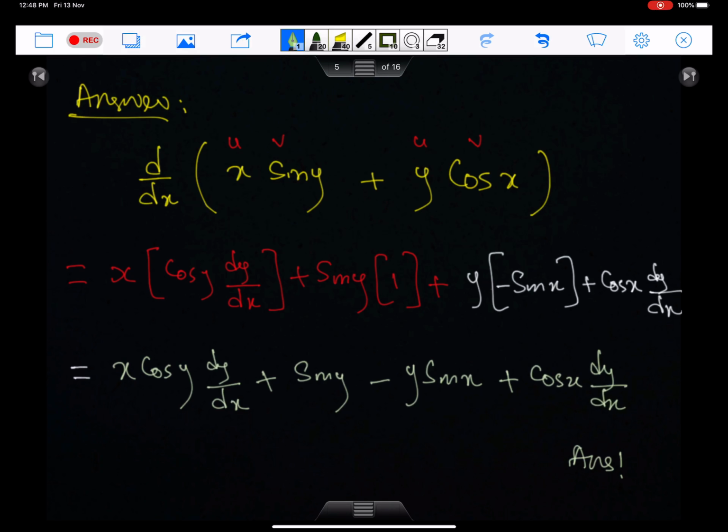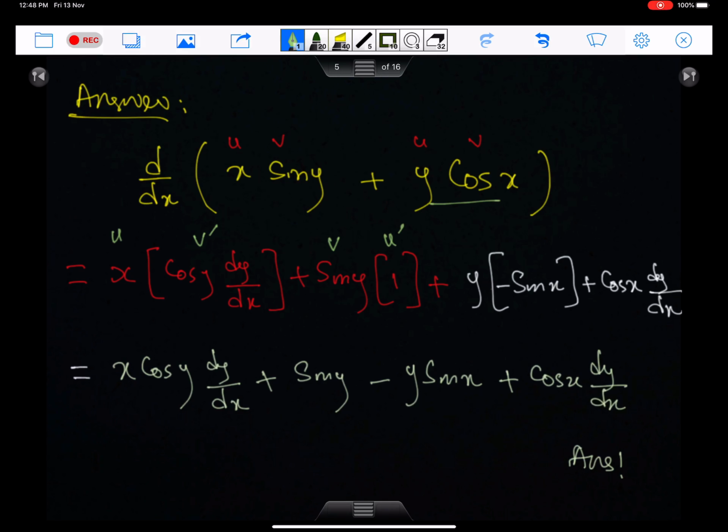First, copy u according to uv rule, and make sure you remember this. This is implicit and this is also implicit. So according to uv rule, we need to copy u. This is u and this is v prime. The differential of sine y is cos y times dy upon dx, because sine y is implicit. And then write v and differentiate u.